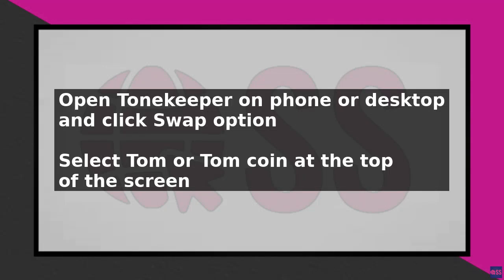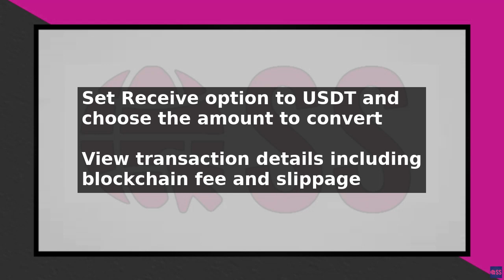To convert TON to USDT in Tonkeeper, start by opening the platform on your phone or desktop. From the home screen, click on the Swap option. At the top, select TON or TON coin if it's not already chosen. Then, at the bottom, set the Receive option to USDT, which is Tether USD.